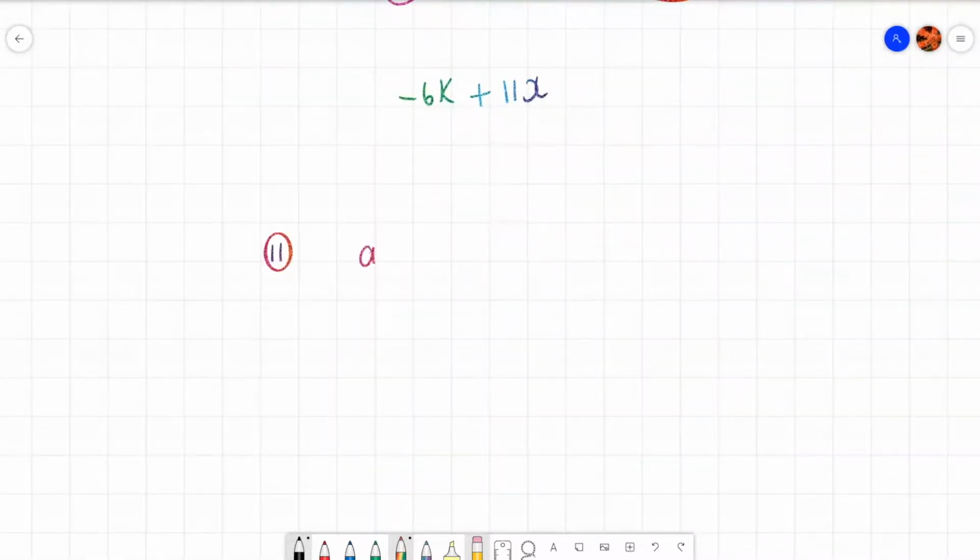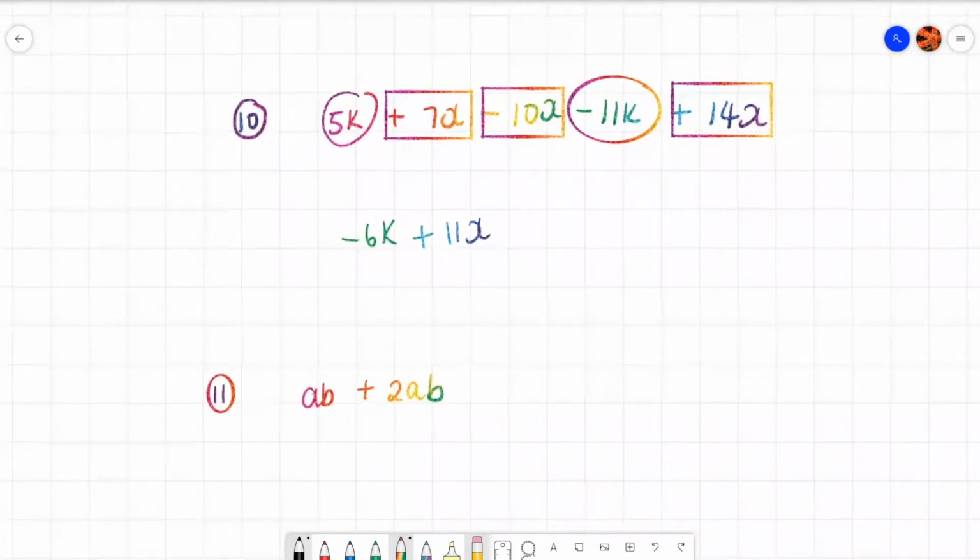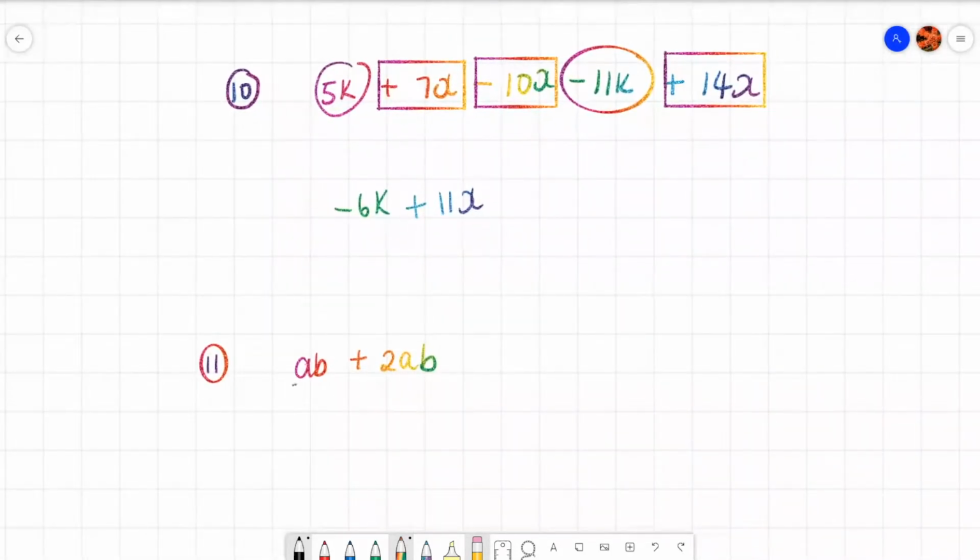I've got ab plus 2ab. Now, I can add these together. You might be thinking, actually, I've got AB and I've got 2AB. This is slightly different than the examples above, if you can see. That's A times B and that's 2 times A times B. They are the same. You kind of have to think of it as the same letter, but they're like groups of letters. So that's AB, and I've got 2AB.